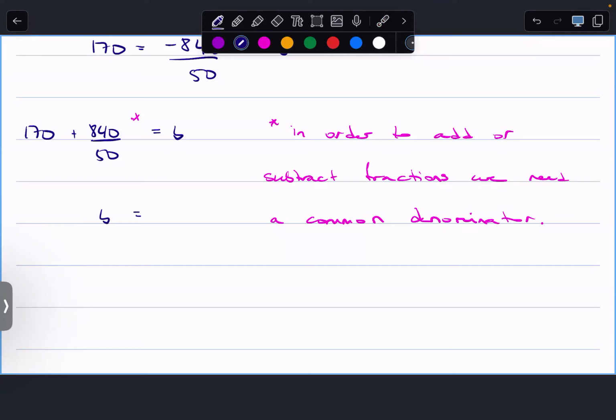B is 170 plus 840 divided by 50. Technically, 170 is divided by 1. Right? Adding two fractions, one's just nice and easy. The other one, not so much. So to force a common denominator, I'm going to force the common denominator to be the first denominator times the second denominator. How am I going to do that?